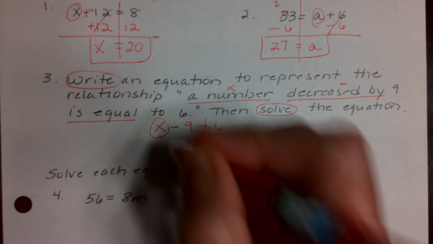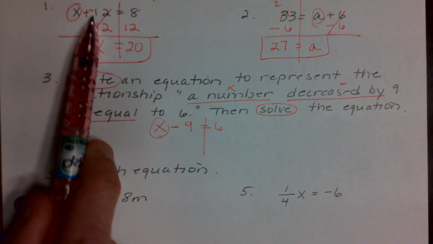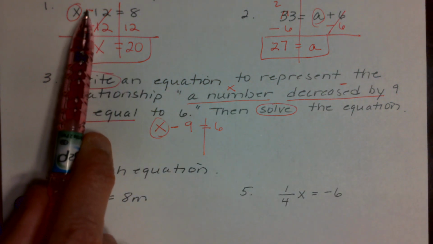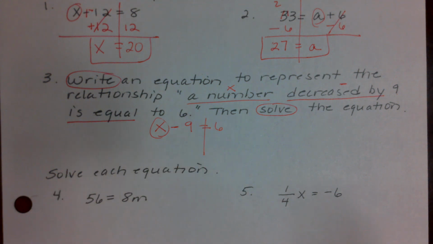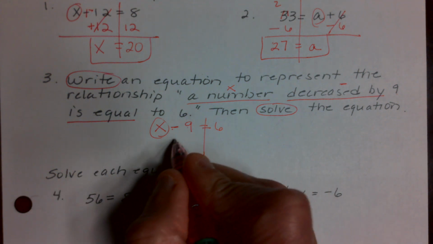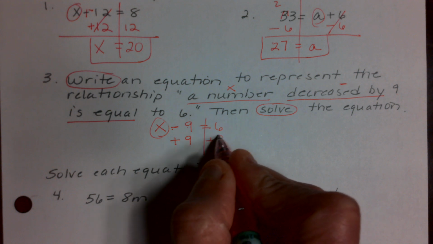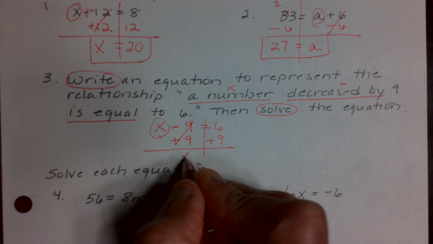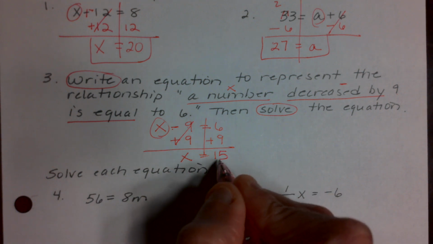Draw your line, circle your variable. So I'm going to do it a little different. So up here I said you can change it, right, to adding the opposite. And so I want to show you the other way you can look at it too. You can say, oh, I'm subtracting 9, so I'm going to add 9. X is equal to 15.